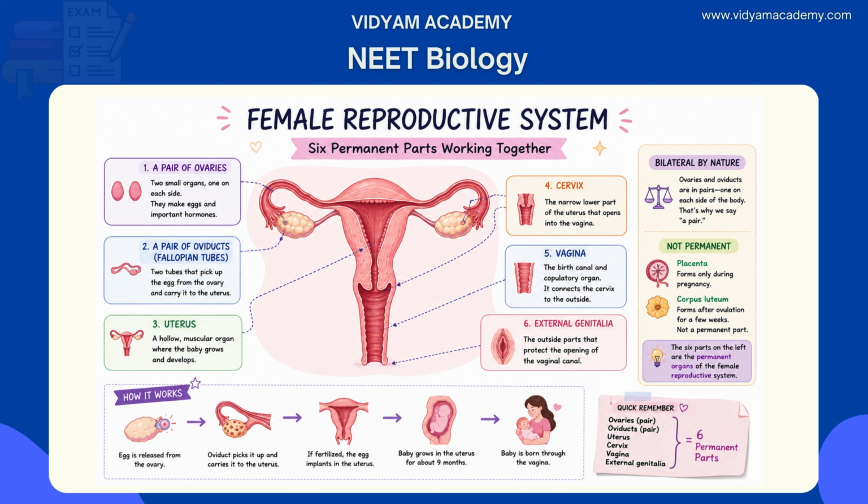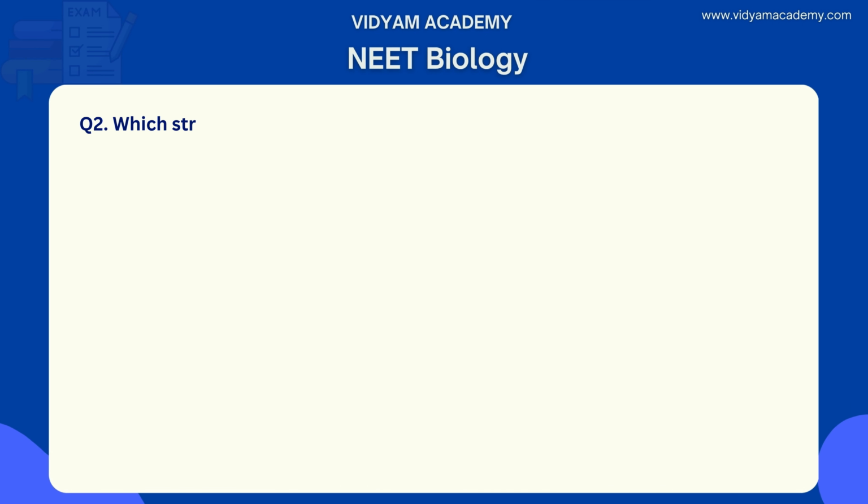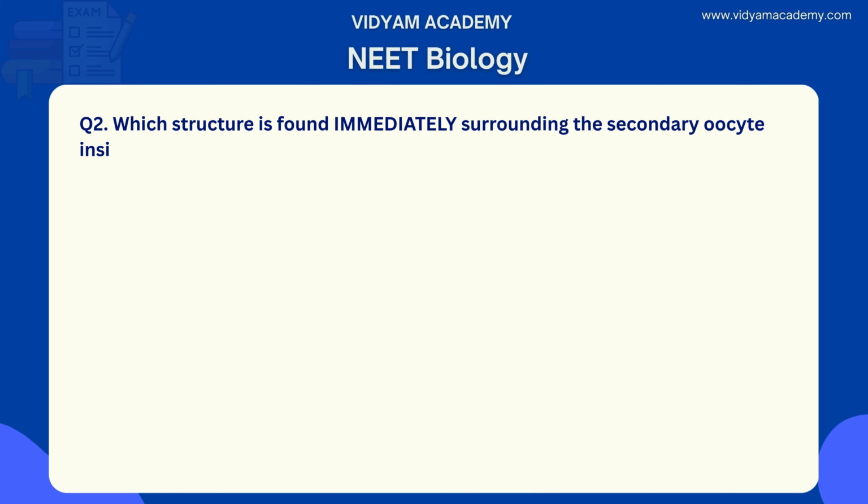And the external genitalia. Option B is the only choice that includes all 6 correctly. So the cervix is a separate named structure. Option B is exactly the right answer for the question. Next, let's move to question number 2.